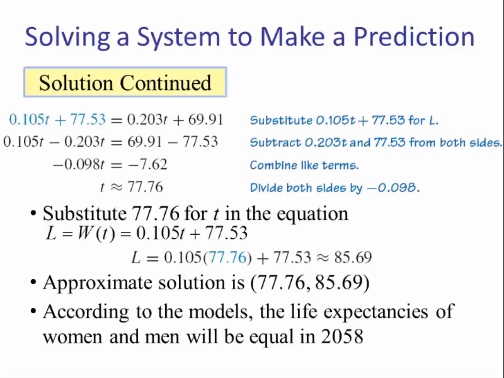So we would say, according to the models, the life expectancies of men and women will be equal in about 78 years plus 1980, which would be 2058. At that time, the average life expectancy for both men and women will be 85.69 years.